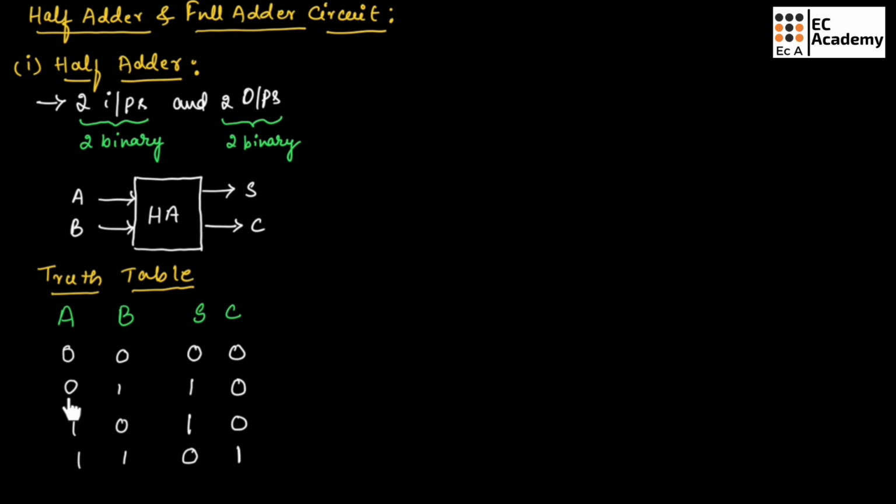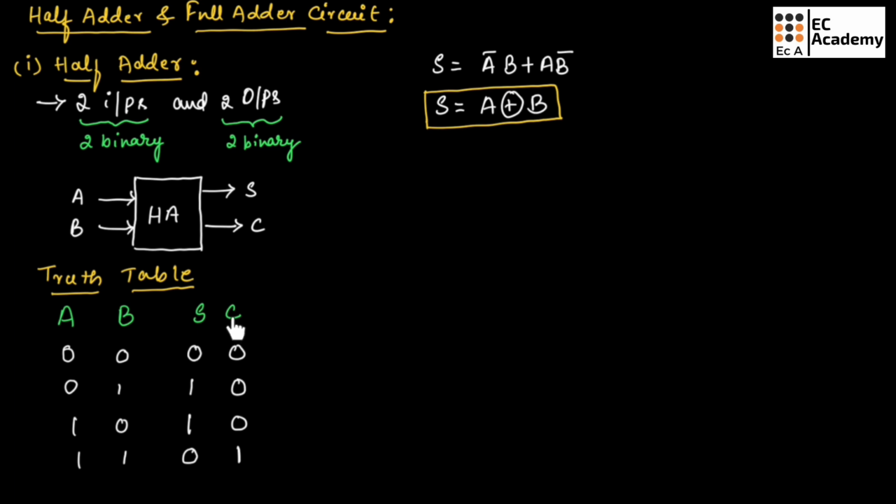Always, 0 represents the complement of the variable, and 1 represents the variable as it is. So for this output 1, the input variables are 0, 1, which represents A bar B. In the same way, for this output 1, we have 10, which represents A B bar. So from this truth table, we can write sum is equal to A bar B plus A B bar. We know A bar B plus A B bar is the operation of XOR gate. That's why we can say S is equal to A XOR B.